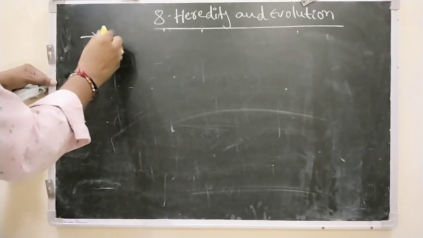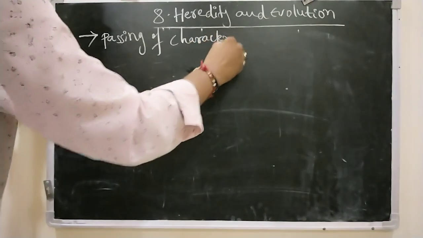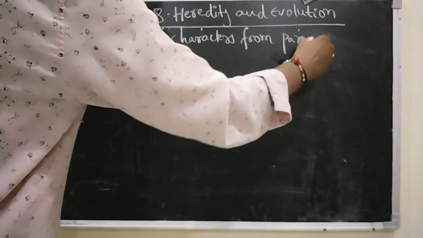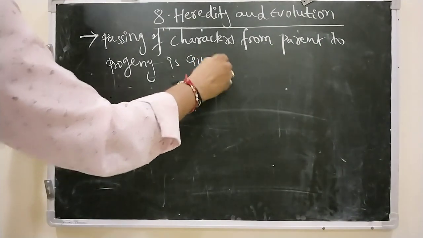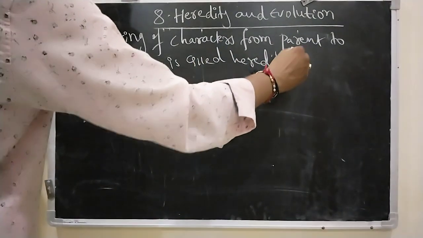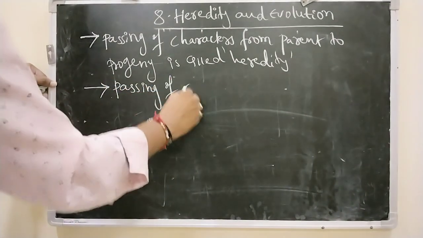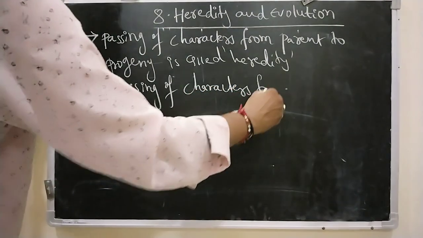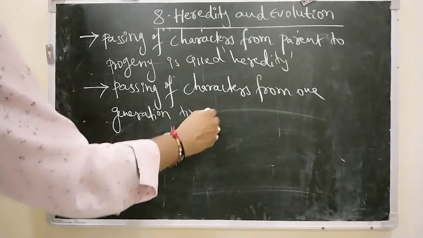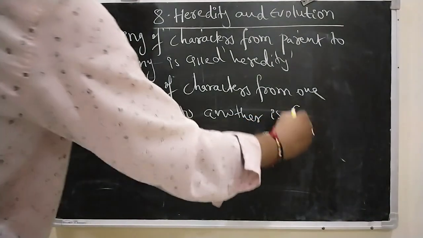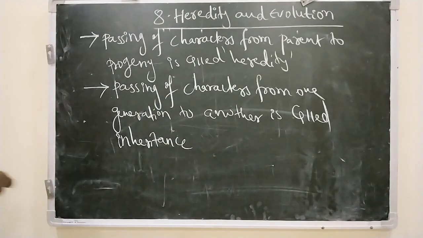And what is heredity? Passing of characters from parent to progeny or offsprings is called heredity, whereas passing of characters from one generation to another generation is called inheritance. So this is parent to progeny.